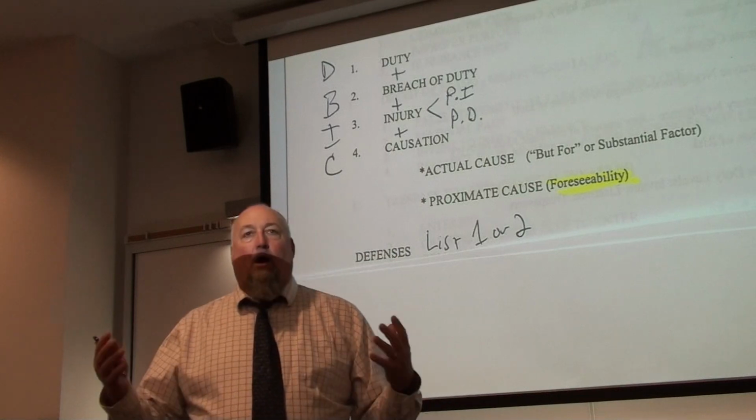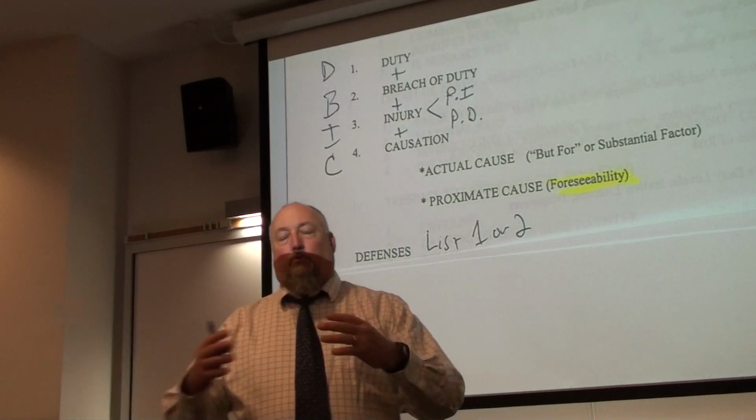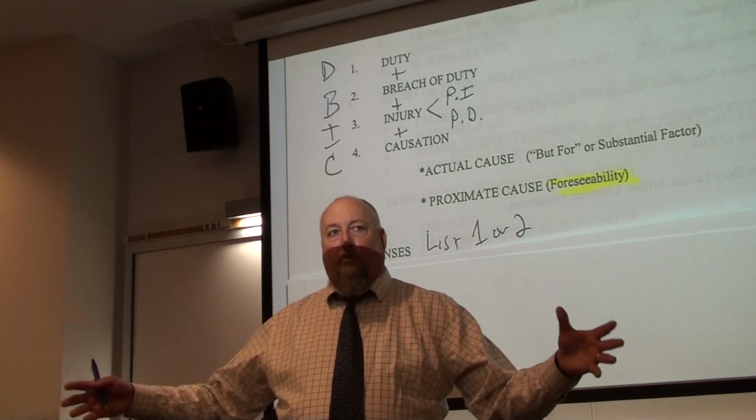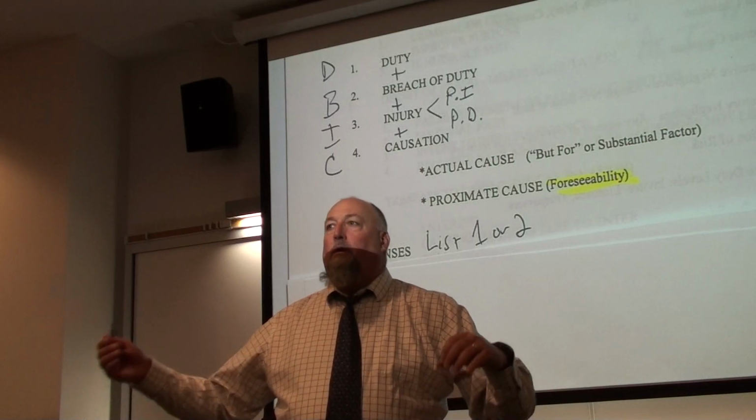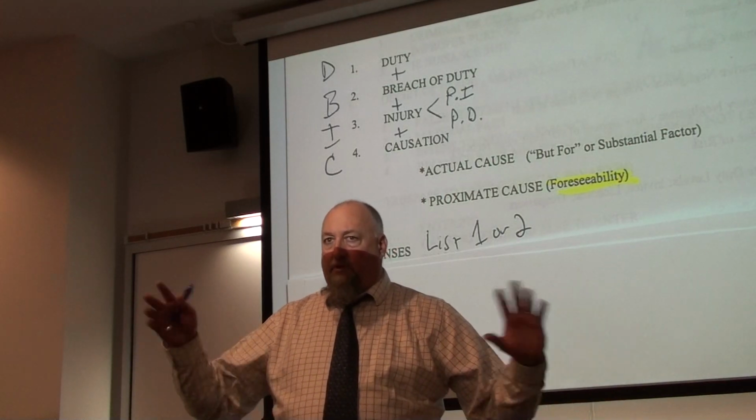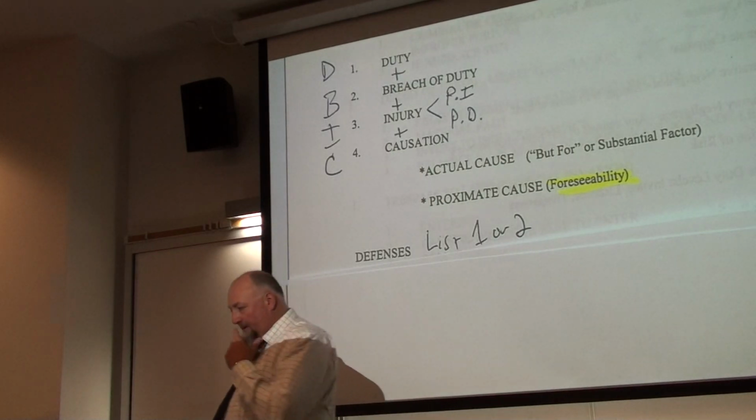Part two is how remote or how foreseeable was the injury from what you did wrong? There are two components to that. So let me give you an example and I'll sort of illustrate what I'm talking about.